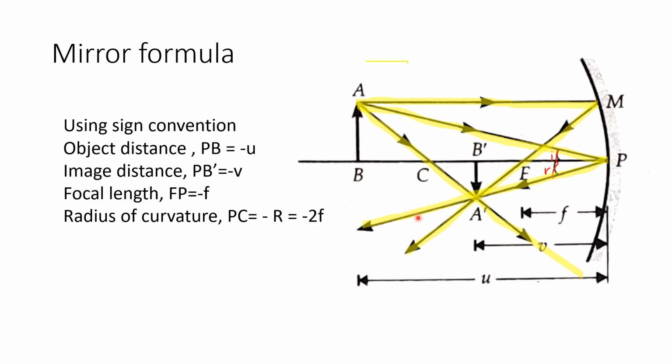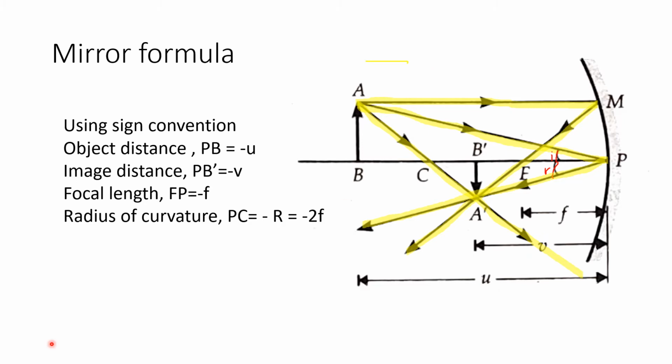Now if AB is your object, then this distance P to B is your object distance. And how do we denote object distance? We denote object distance with small u. So your object distance is P to B.